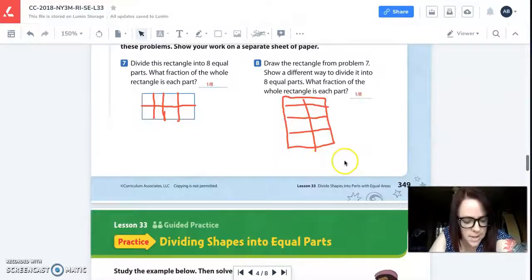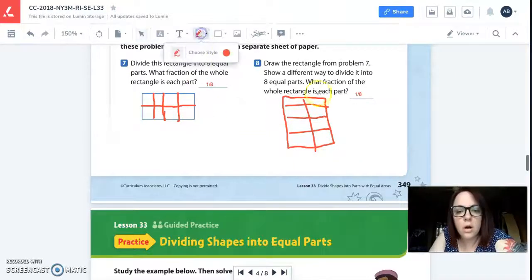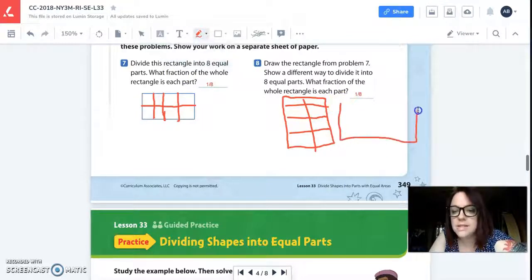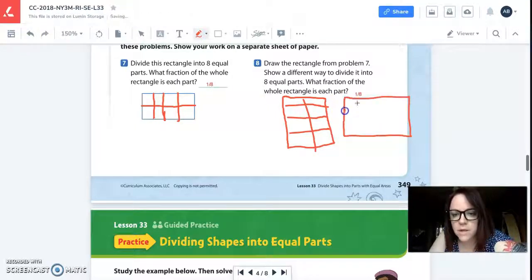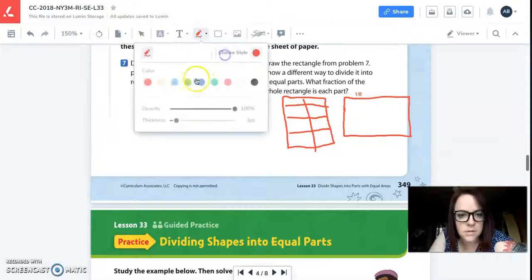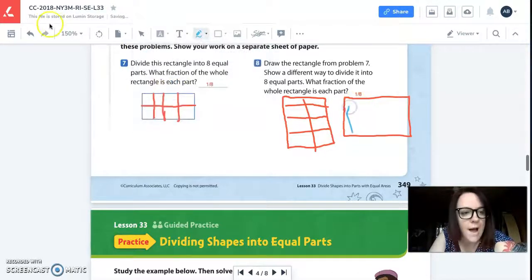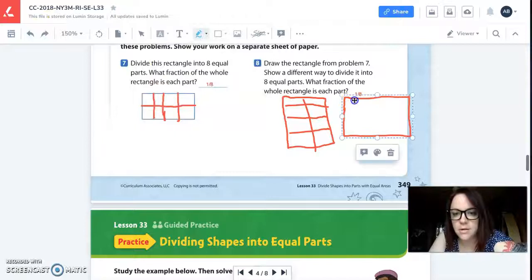I'm just checking to see. Oh, okay. So our thing says that we can also draw it like this. So we can draw the same rectangle. Let's try it. Same rectangle, and we can draw it this way instead. So let's do blue. Wow, really bad at drawing. Sorry, guys.